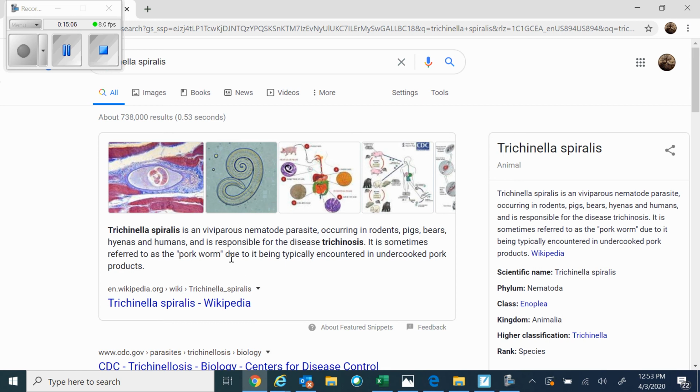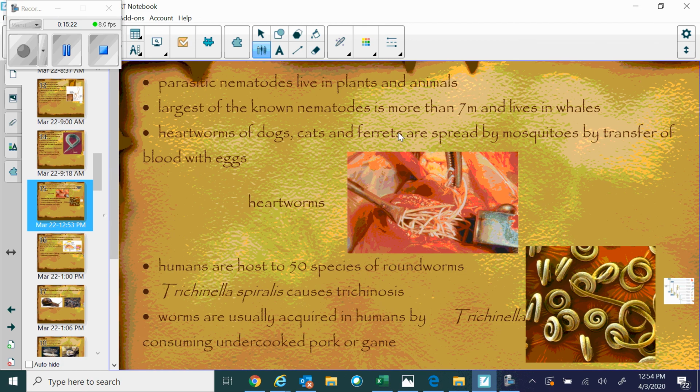Viviparous nematode. We're going to talk about that later. We actually did that in Bio 1, so we already covered this. Rodents, pigs, bears. Here, there's the pigs. Hyenas, humans responsible for trichinosis, sometimes referred to as the porkworm, undercooked pork. Okay, good. So we covered that. This is them here. Just dirty little boogers, man.